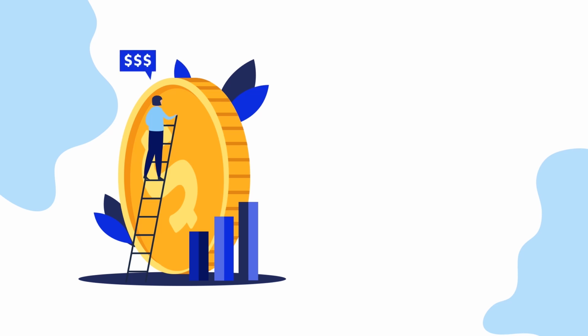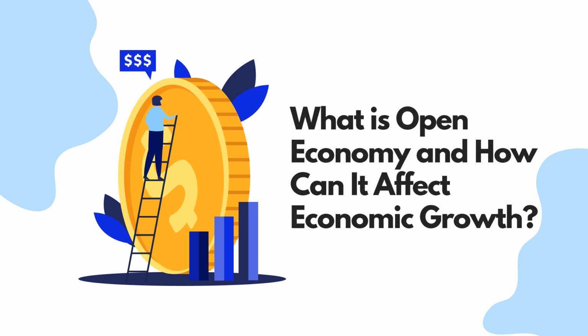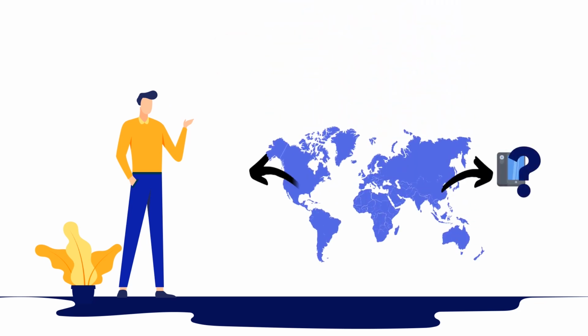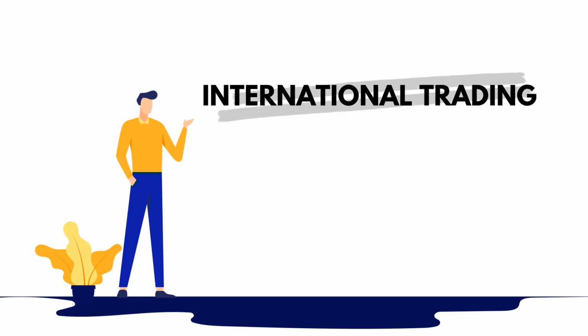In this video, we will explain about what is open economy and how it can affect economic growth. In our daily lives, we are surrounded by many items, such as clothes, furniture, gadgets, and many more. Which country were those items made in? Your food may be from the local farm, but your phone could be from overseas, also your furniture. This is the result of international trading.